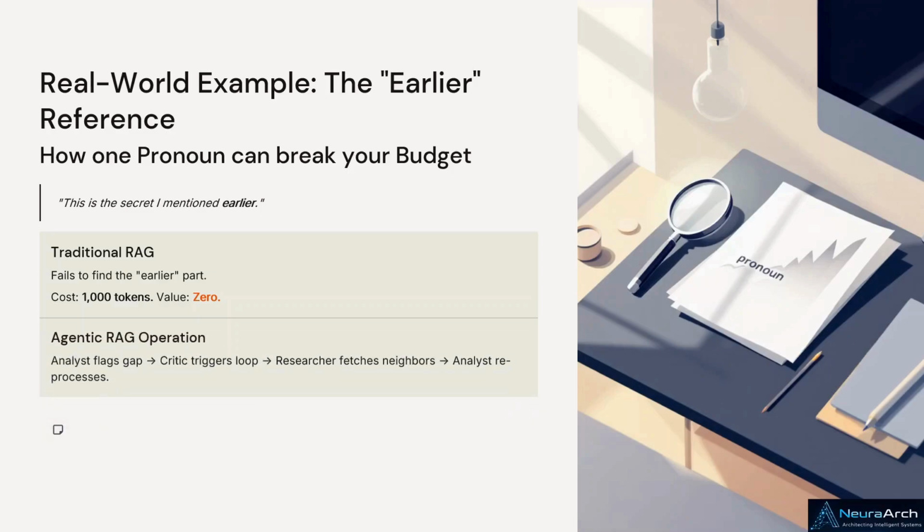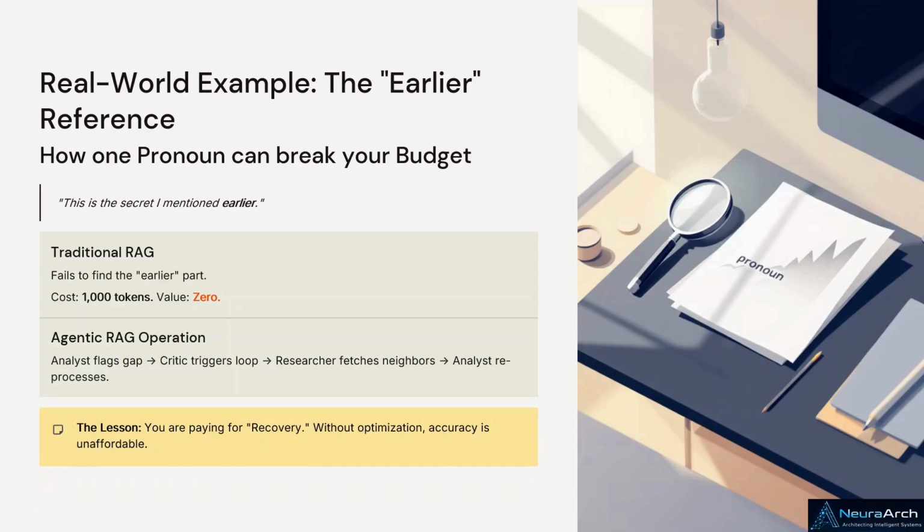But in the agentic RAG, as I said, the analyst flags a gap, the critic will trigger a loop, the researcher will fetch the nearest neighbors. If you have more references to the earlier document, it will again go back to the loop, and this is how it will process. So you have no control over how many tokens are getting processed by each LLM. So the cost is unpredictable.